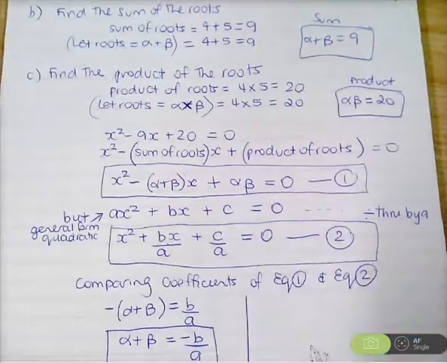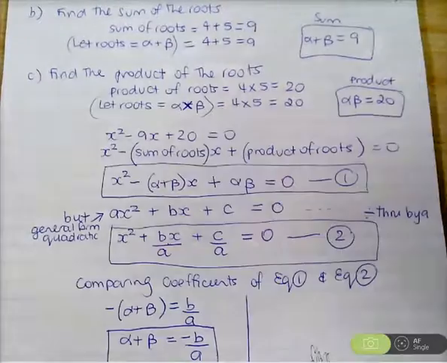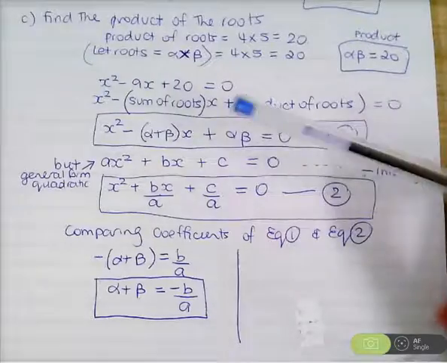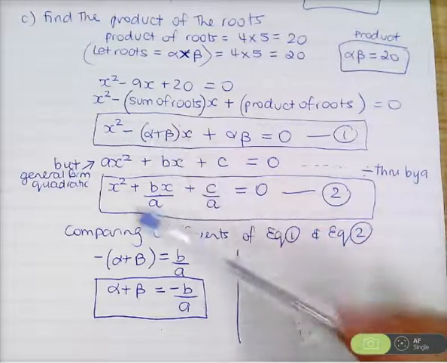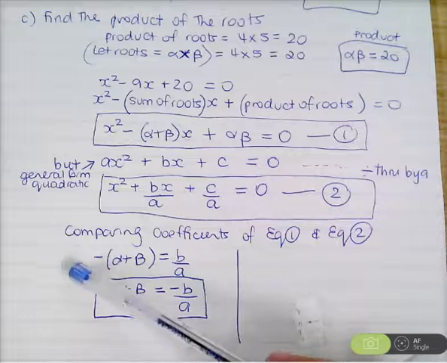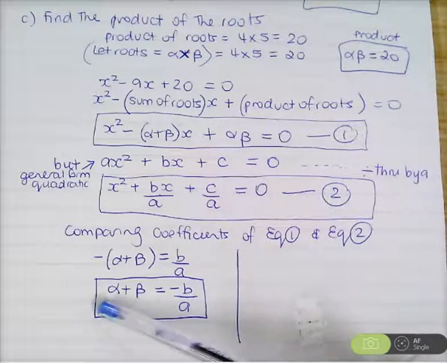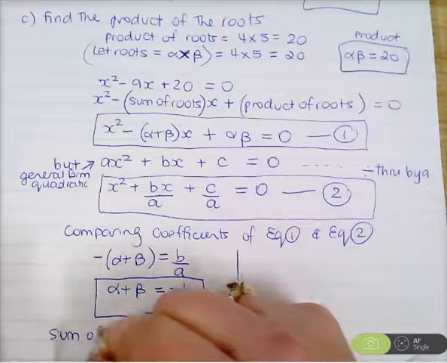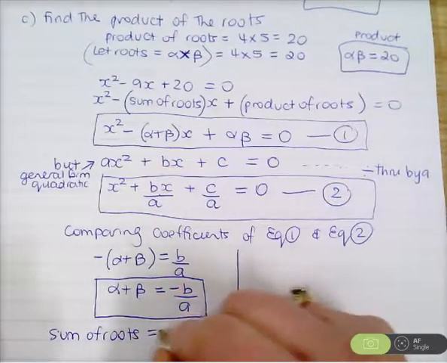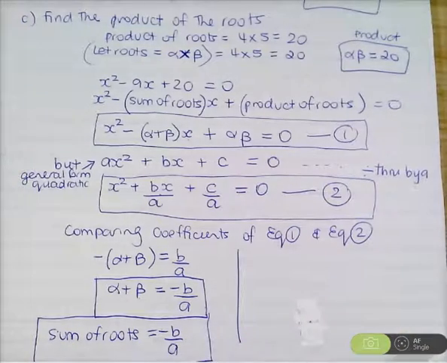And over here, I want to look at my product of roots. Just one sec. Compare the coefficient of the x's. So negative bracket alpha plus beta equals b on a. You can either divide both sides by -1 or multiply both sides by -1 here, and we get that alpha plus beta is negative b on a. In other words, the sum of my roots is minus b on a. Okay, sum of roots of any quadratic is minus b on a.